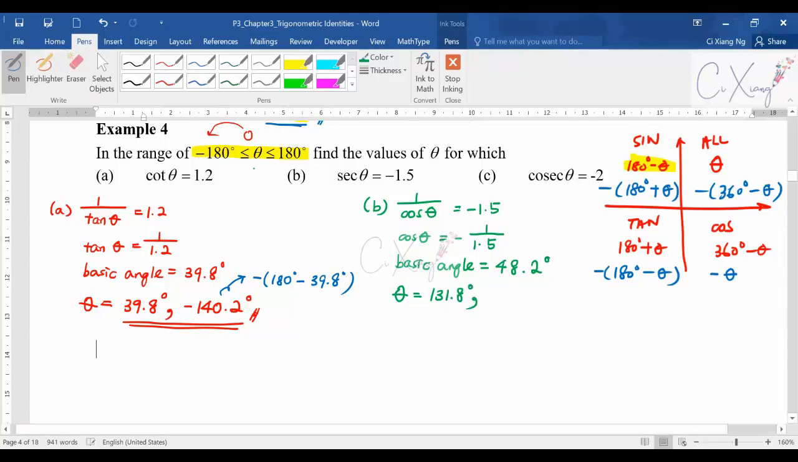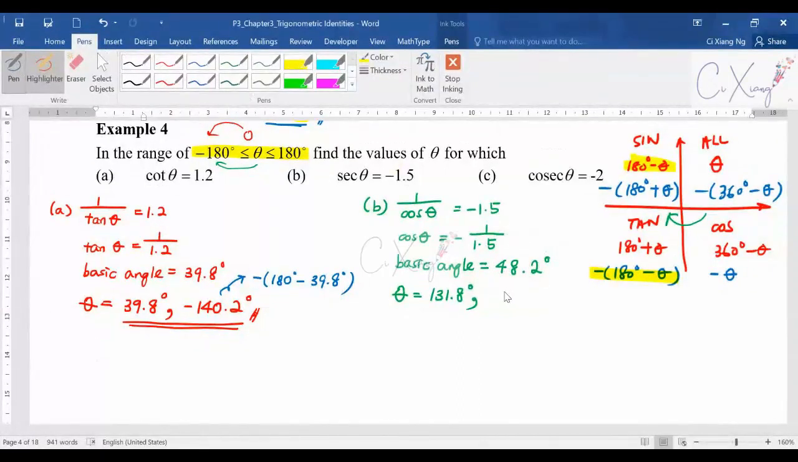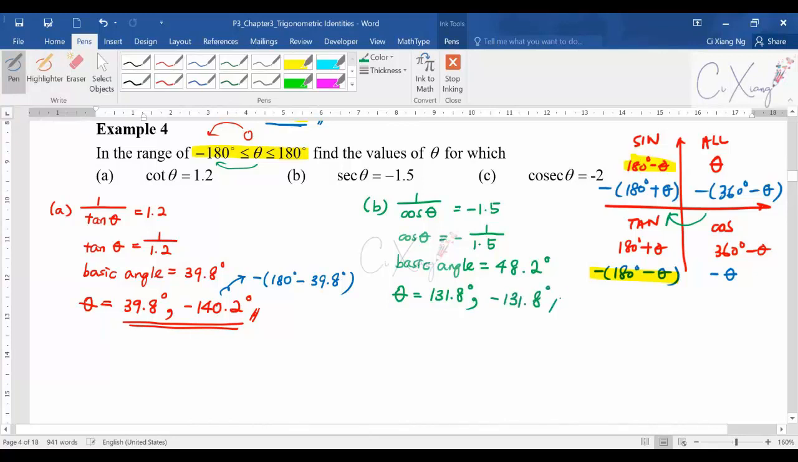Alright, and after that, they're asking for 0 until negative 180. So you should look for these two quadrants, and they want cos negative. Cos negative, again, it is in the third quadrant, and when you want to get an answer, you should look at this one for negative angle. So you should take 180 minus basic angle. So take note, the theta is always a basic angle. So 180 minus basic angle, and then you put the negative in front. Therefore, you should get negative 131.8. Okay, so this is how we do it.